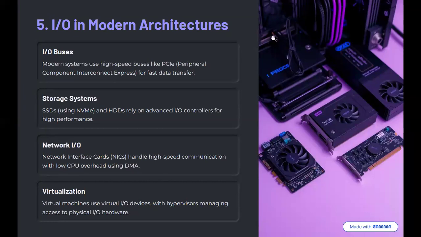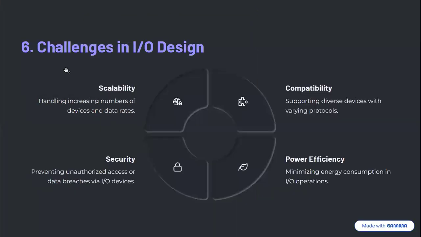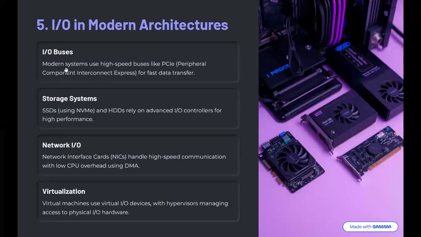I/O in modern architectures. I/O buses: modern systems use high-speed buses like PCIe, Peripheral Component Interconnect Express, for faster data transfer. Storage systems: SSDs using NVMe and HDDs rely on advanced I/O controllers for high performance. Network I/O: network interface cards, NICs, handle high-speed communication with low CPU overhead using DMA. Virtualization: virtual machines use virtual I/O with hypervisors managing access to physical I/O hardware. Now I'll hand over to the next person to continue.